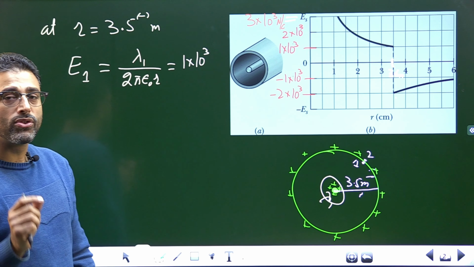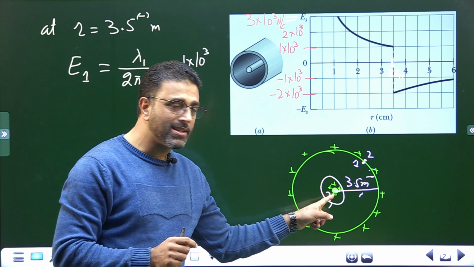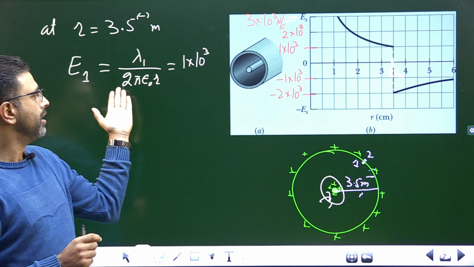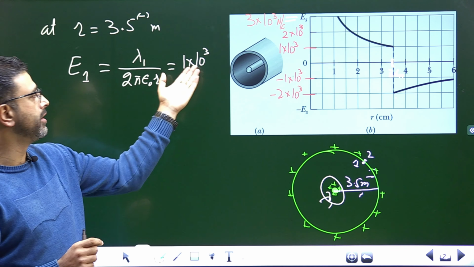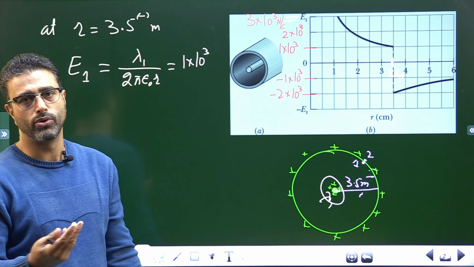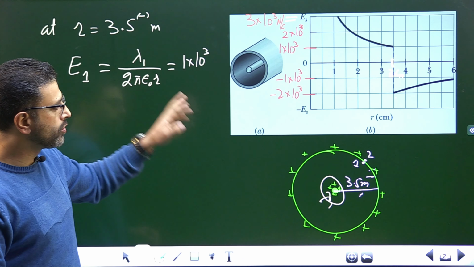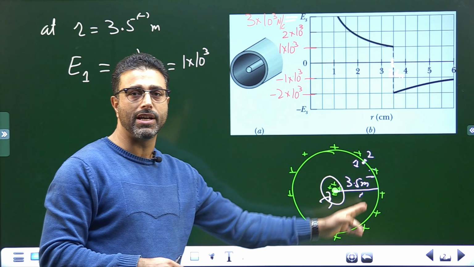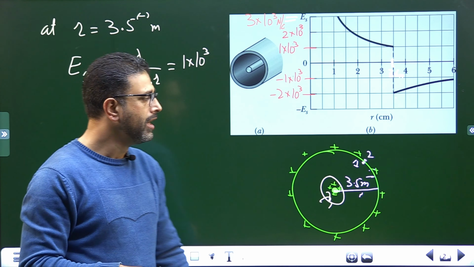So if we are asked to find out the linear charge density of the solid cylinder here, this is the equation. Just substitute, transfer this 2 pi epsilon 0 r here, we will find out lambda 1. Substitute the values, that's it. But we are not asked to find out lambda 1, we are asked to find out lambda 2, the linear charge density of this outer cylinder. Now let's do that.